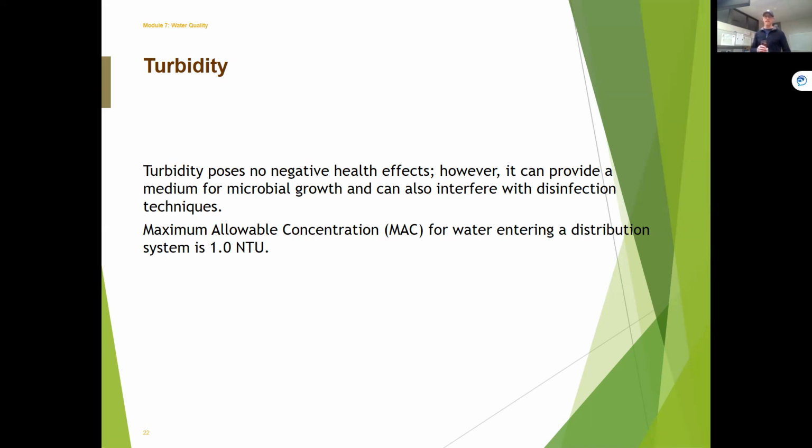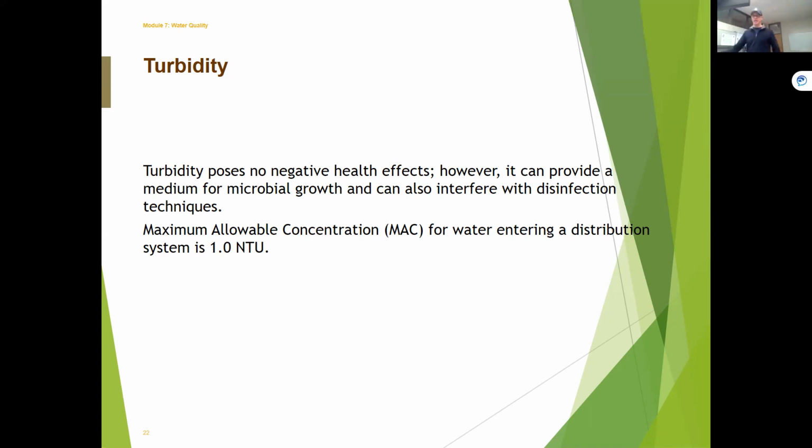For here in Canada, the maximum allowable concentration, or MAC as they call it, for water entering a distribution system is 1 NTU. From the naked eye, you wouldn't be able to tell, but it looks pretty clean to me. So 1 NTU is usually the standard for water entering the distribution system. I think ours today is 0.04 NTU going into the distribution system. And I just checked it before our lesson today.